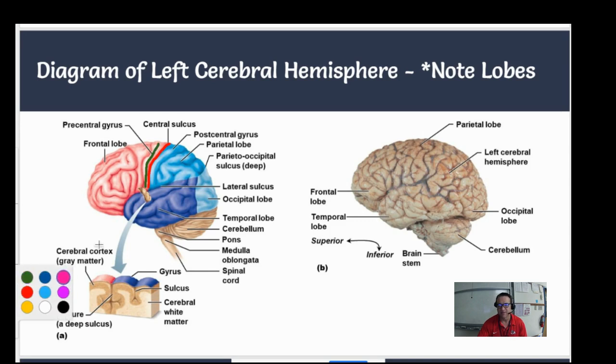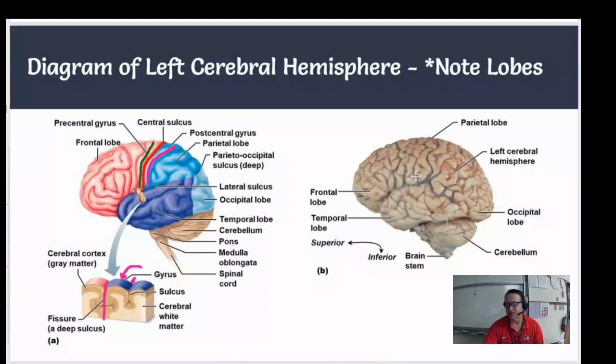And just posterior to the central sulcus right here, you have the postcentral gyrus. Remember, a gyrus is a bulge or a bump, where the sulcus, or sulci, are the shallow grooves. And remember, the fissures are the deep grooves. But the postcentral gyrus, that's where your primary somatosensory cortex is located. So all the sensory information from all throughout your body is going to wind up here in this region of the brain.